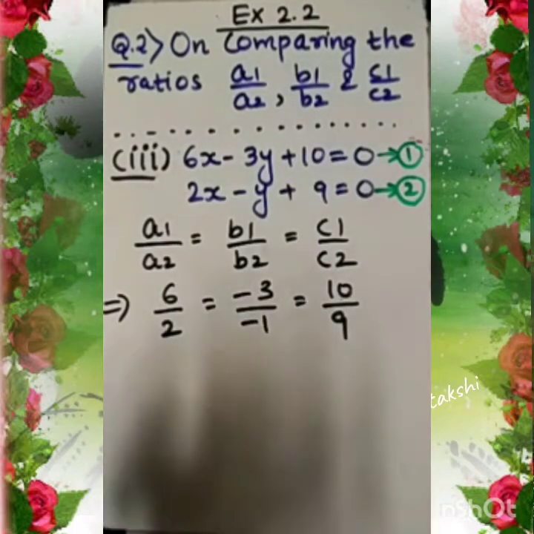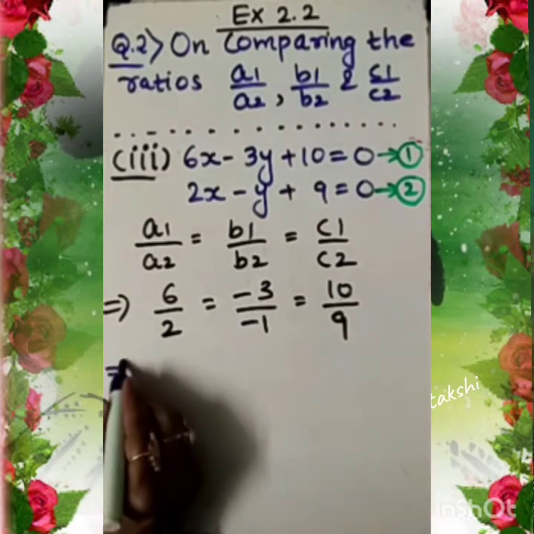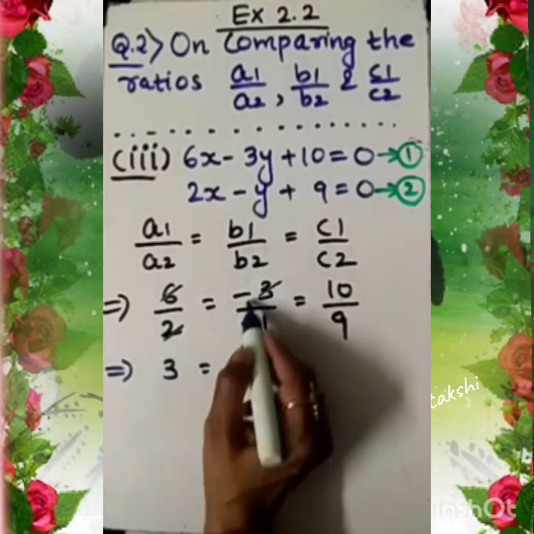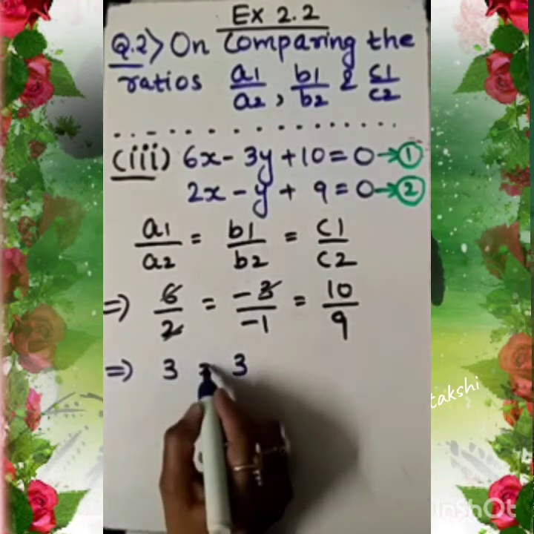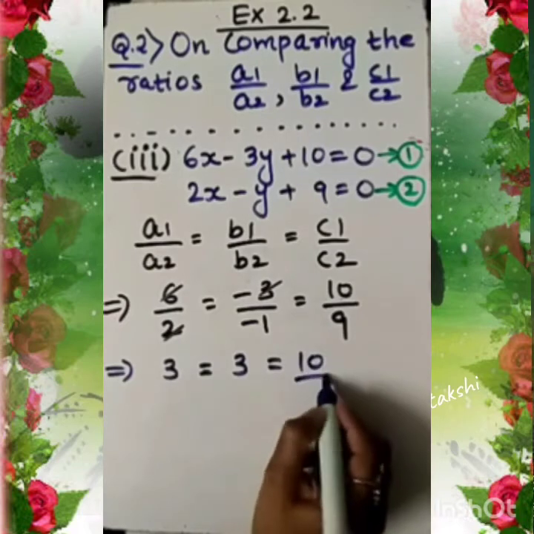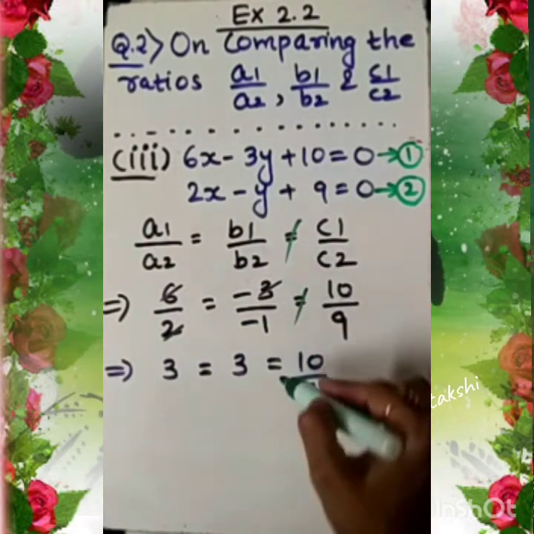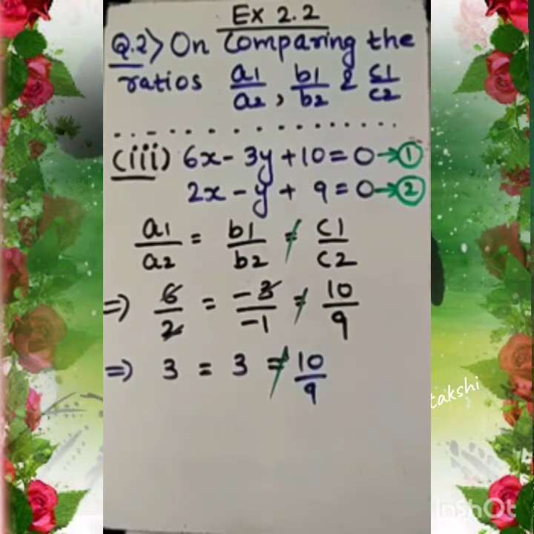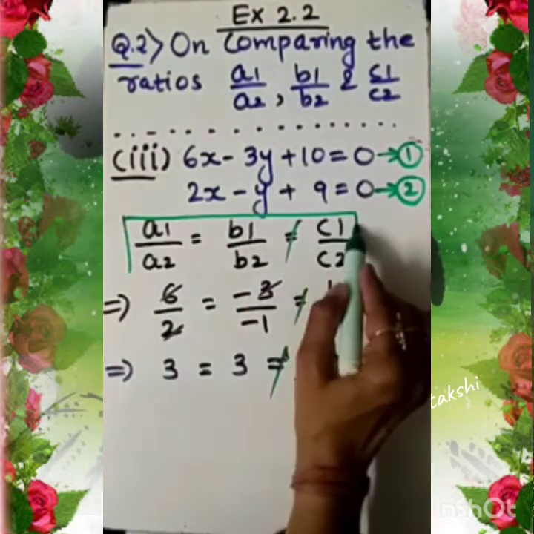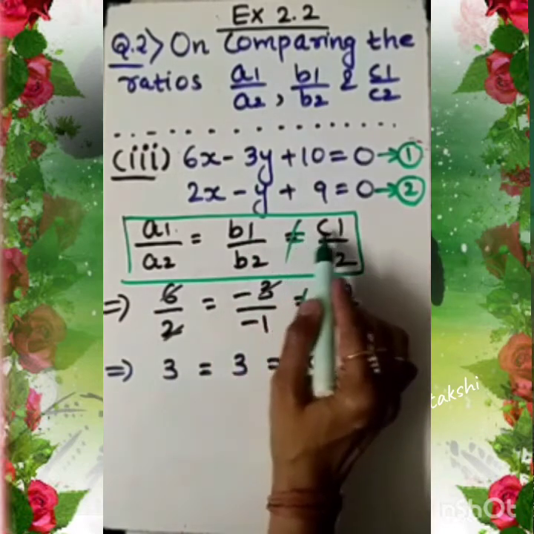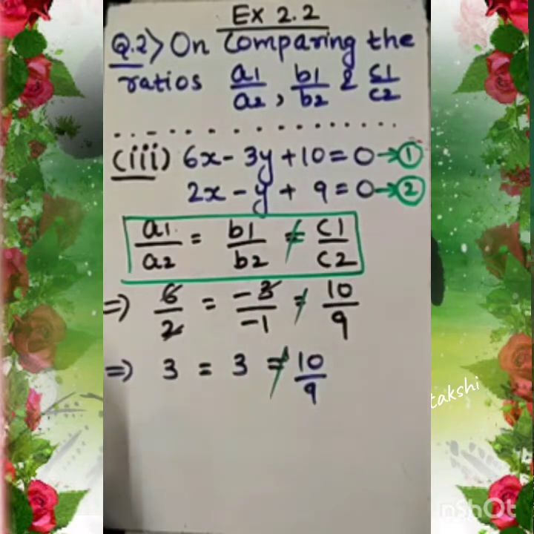Let's work out and simplify. The simplification of the first is 3. The minus minus will cancel, so this is 3, but here it is 10 by 9, with no more simplification. So it is clear that this side is not equal. As we know, a1 by a2 equal to b1 by b2 not equal to c1 by c2. This indicates which type of lines we will have as a result.